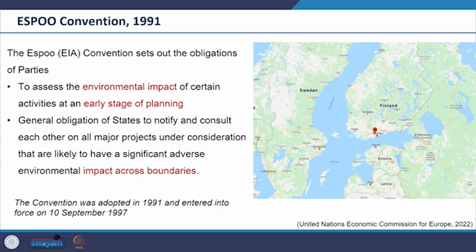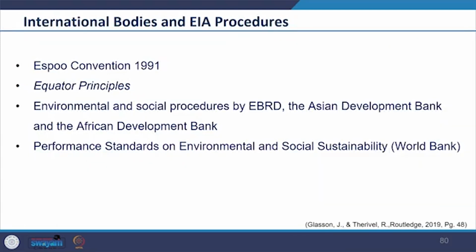affect different countries. You will also find the Equator Principles, a private sector initiative which provides EIA guidelines for financial institutions in relation to funding decisions on major projects over financial thresholds of $10 million. By 2017, there were 92 signatories to the Equator Principles in 37 countries. International banks such as EBRD, the Asian Development Bank, and African Development Bank have introduced environmental and social procedures. So you see that they have an influencing role here.